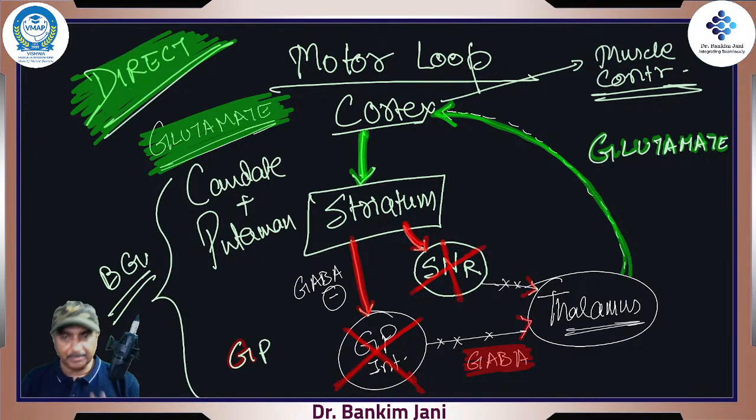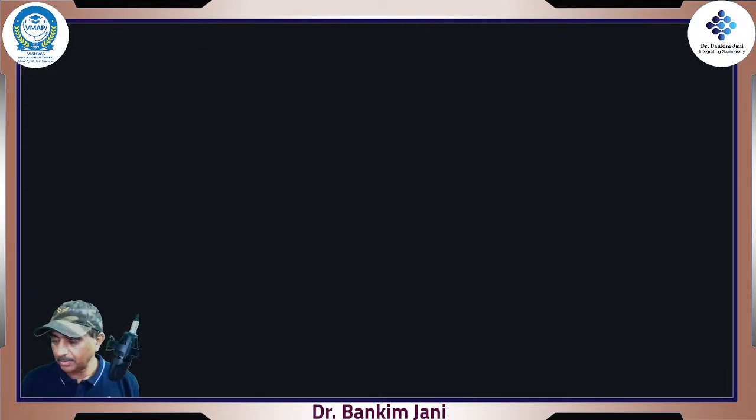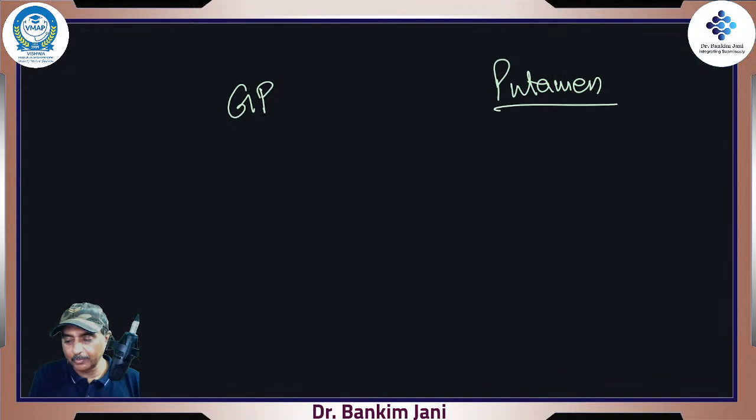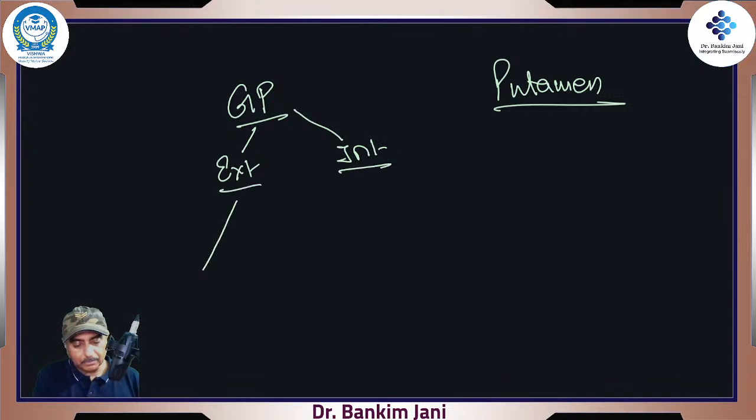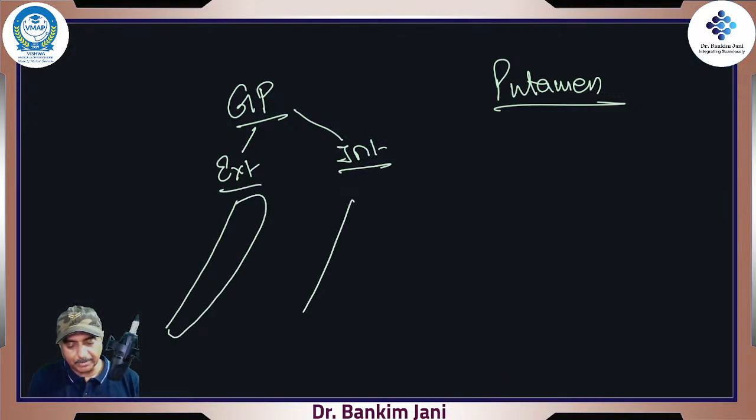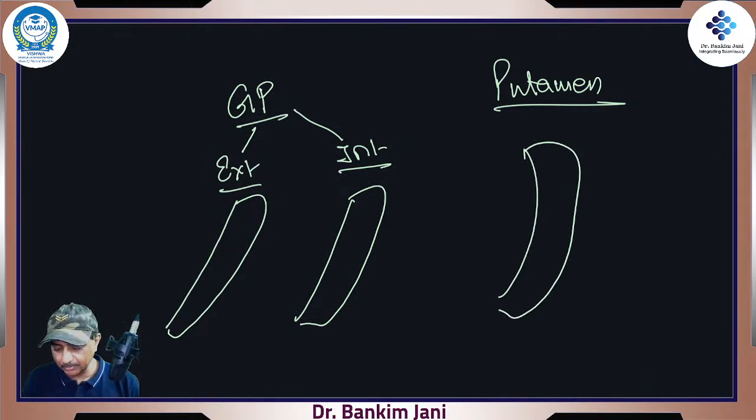Now the same components will be used, but things would change. Before that, a small understanding: when we talk about globus pallidus and putamen, in globus pallidus there is external and there is internal. They are just like small strips. This putamen is also like a strip.